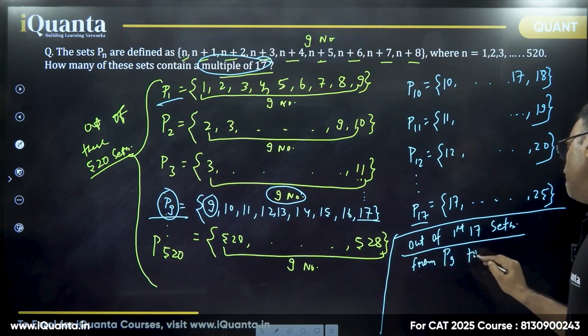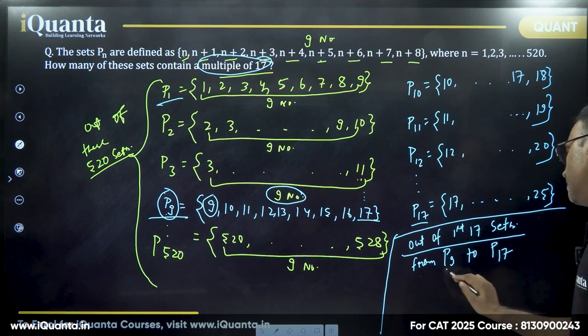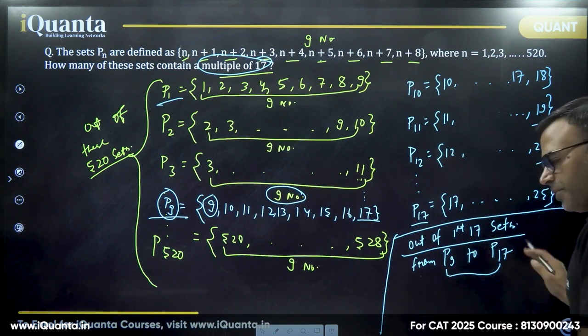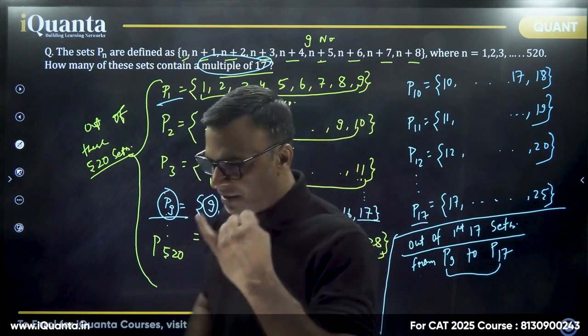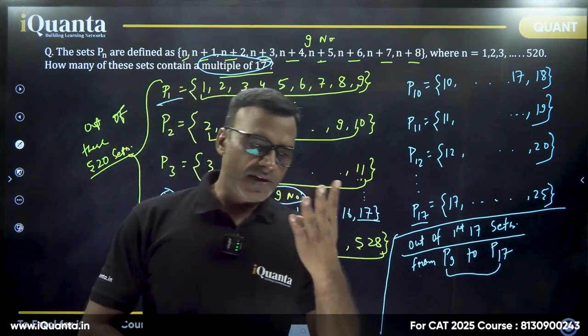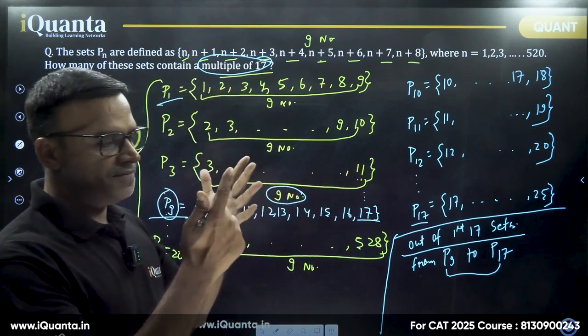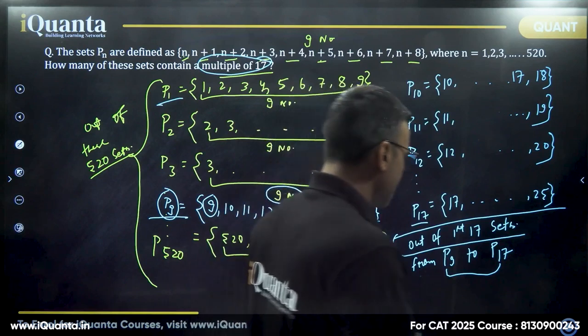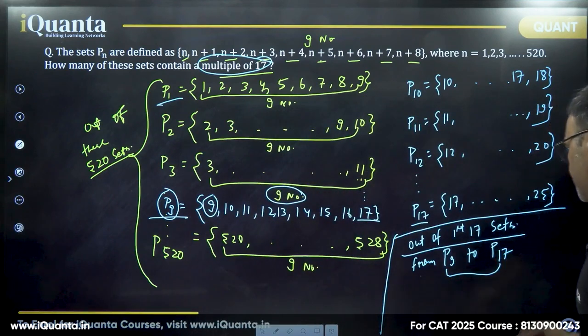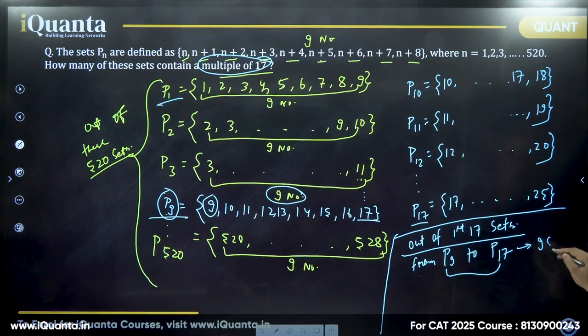There are from P9 to P17. How many are these? Count it carefully. From P9 to P17, count it on your finger very simply. P9, P10, P11, P12, P13, P14, 15, 16, 17. How many are there? 9 sets are there. Okay, we could have directly counted 17 minus 8, that is 9 sets.